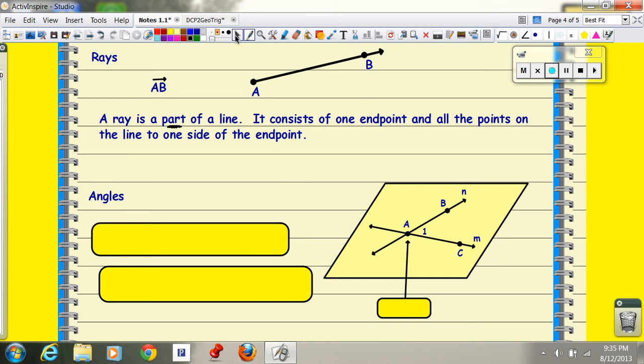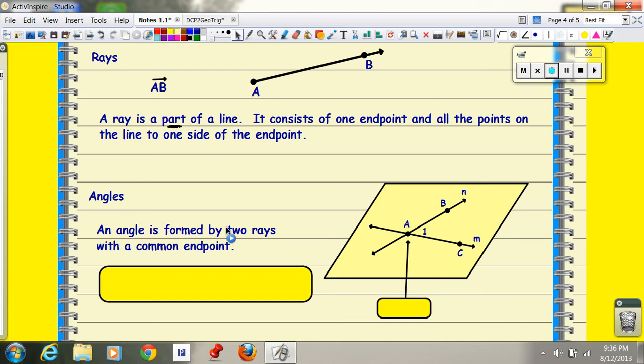Angles, on the other hand, going from rays, an angle is actually formed by making two rays that have a common endpoint. So if you were to take two rays, a ray like this, and another ray that comes down, that might even come down like this. You've got two rays there, you make an angle with a common endpoint, point A.